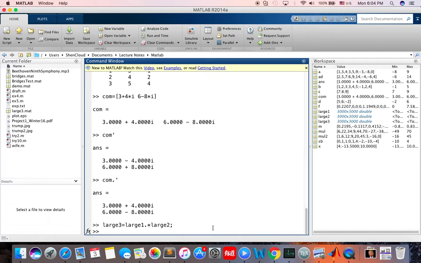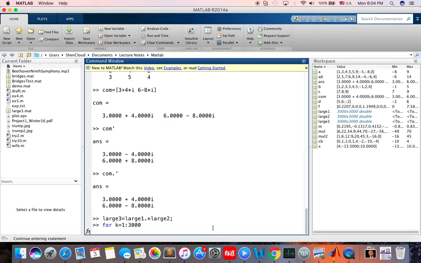Now you can use a for loop. So for k equals 1 to 3000, for h equals 1 to 3000. Remember, i and j sometimes mean the complex numbers in Matlab. So avoid using i or j in for loops, just use k or other letters.